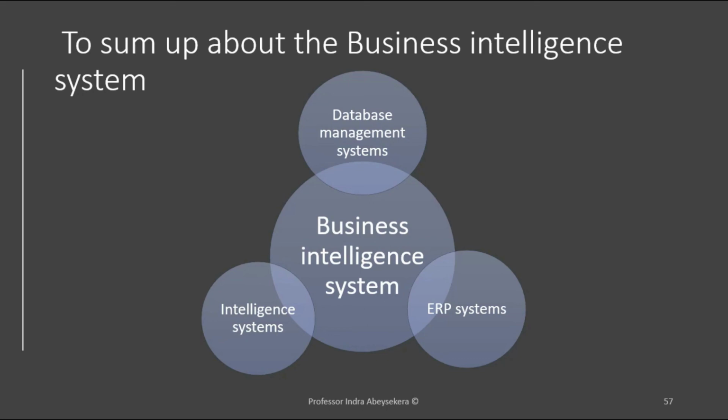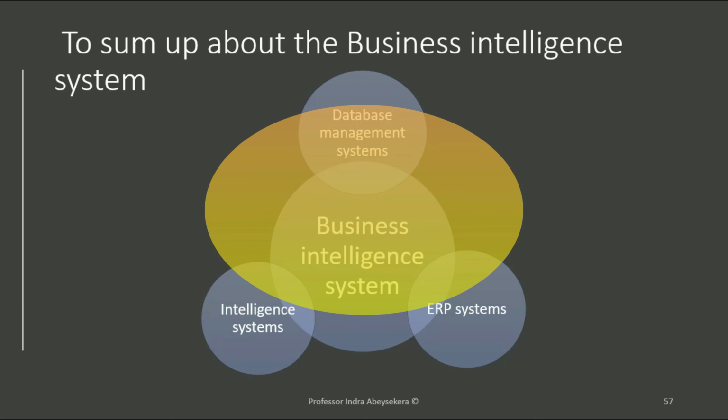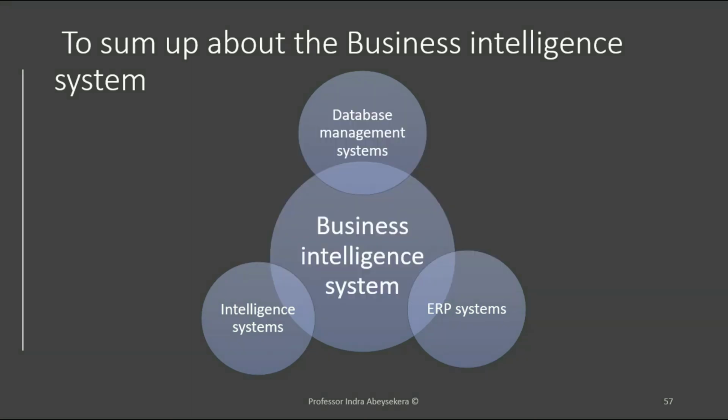To sum up, enterprise intelligence systems comprise 3 subsystems. On their own, they could also be called systems, but these are the database management system, the ERP system or enterprise resource planning system, and thirdly, the intelligence systems.